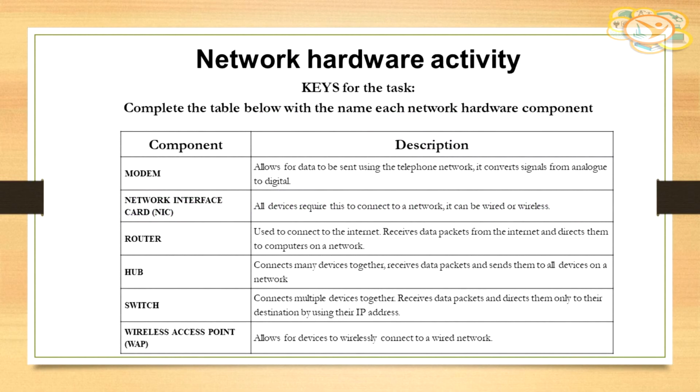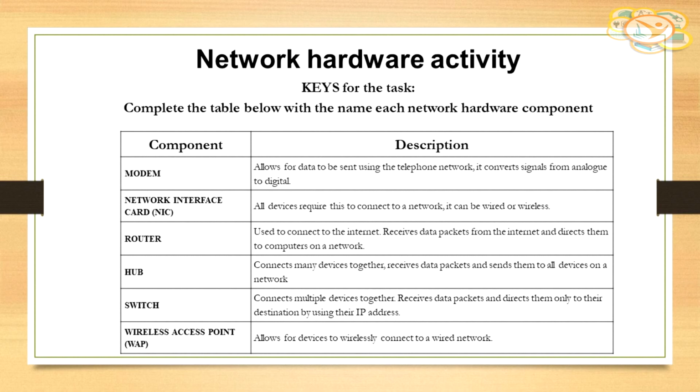The first component is modem. Allows for data to be sent using the telephone network. It converts signals from analog to digital. The second component is named Network Interface Card, NIC. All devices require this to connect to a network. It can be wired or wireless.